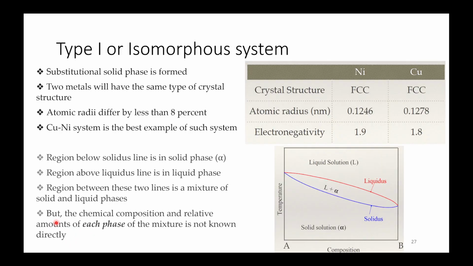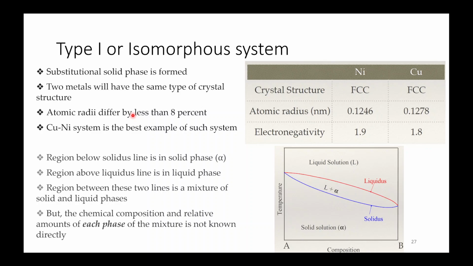So firstly, we'll be talking about type 1 systems, which are isomorphous systems. Here there will be 100% solid solubility. So after liquid solution, you are getting a solid solution alpha having 100% solid solubility. Here a substitutional type of solid phase is formed, and the two metals will have the same type of crystal structure, and atomic radii differ by less than 8%.